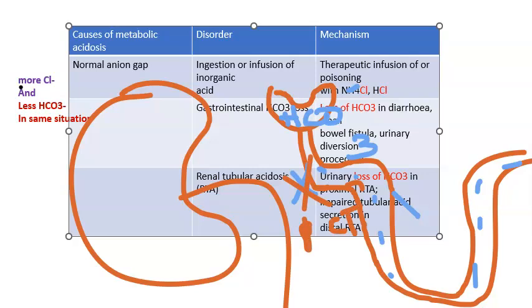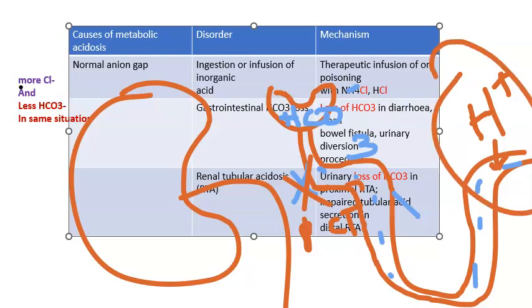The other is impaired acid secretion in the late distal tubule. So acid has to be secreted into the tubule, and that is also not getting secreted. That is also not happening in the distal tubule or the cortical collecting duct. Okay, intercalated cells. So basically this is another problem in the distal convoluted tubule. Some problem, RTA. Okay, so tubular problem.